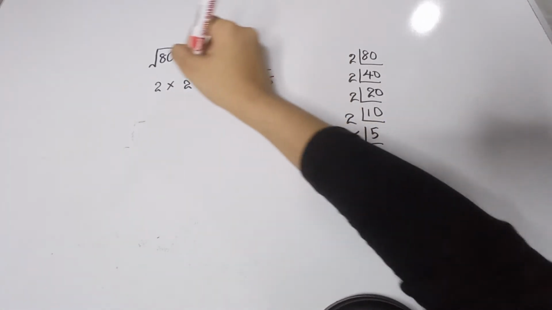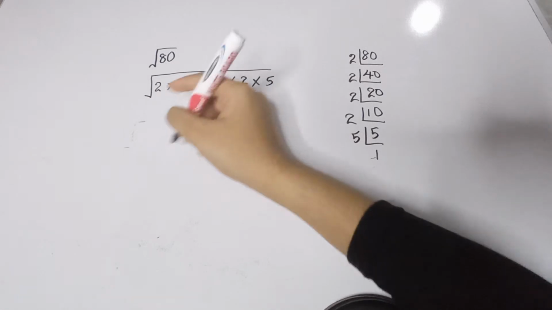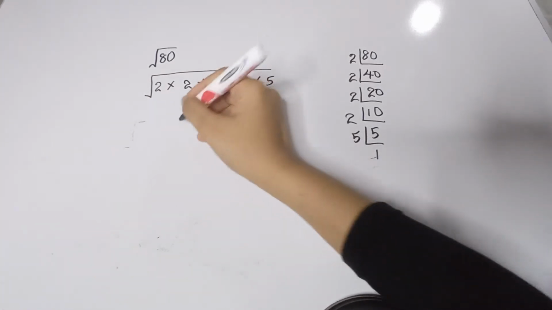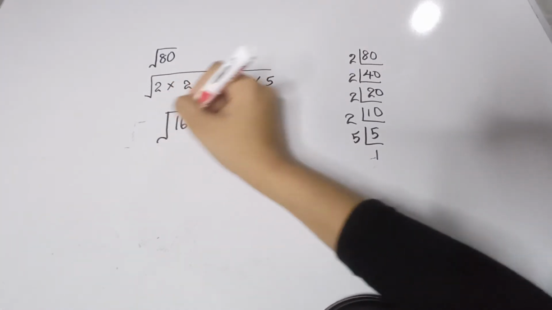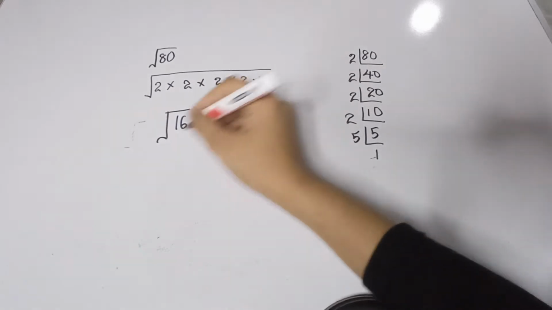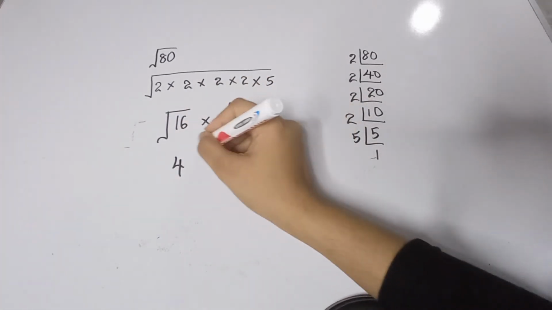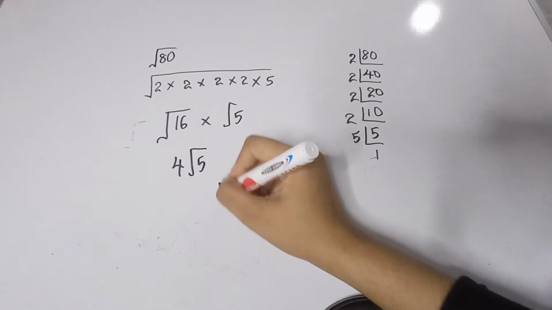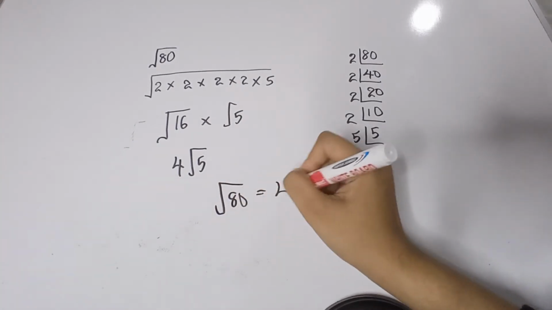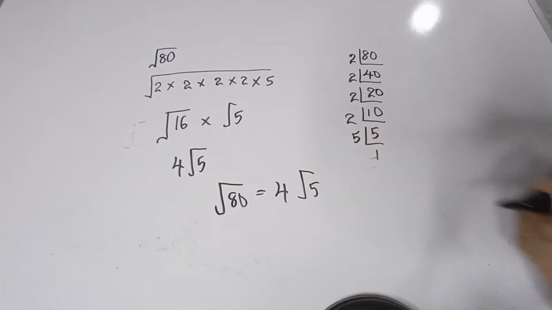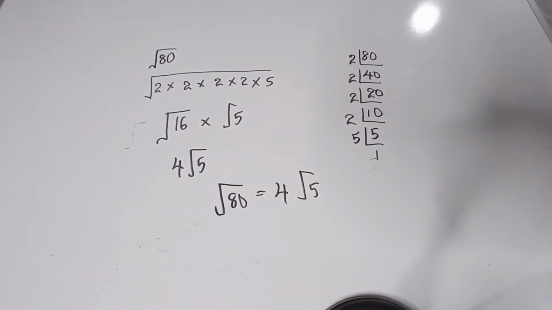And I can take this as 2 into 2, 4, 4 into 2, 8, 8 into 2, 16. So this is radical 16 and radical 5. So radical 16 means square root 4, and this is 4 root 5. So basically square root 80 is equal to the mixed surd 4 root 5. So this is how we can convert the entire surds into mixed surds.